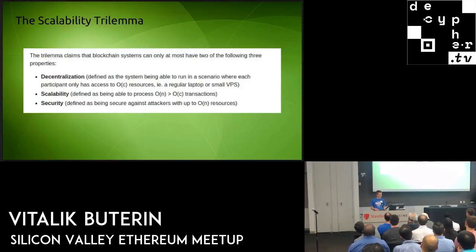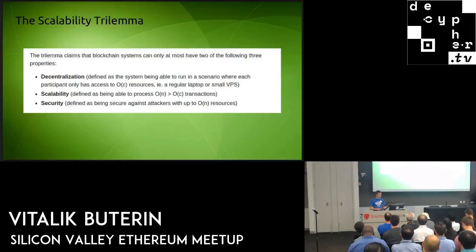So the trilemma claims that, now this is not an absolute fact, right? And as I'm going to later claim, there are ways to get around this, but it's very hard to get around this. The trilemma claims that blockchain systems can only have, at most, 2 of the following 3 properties.